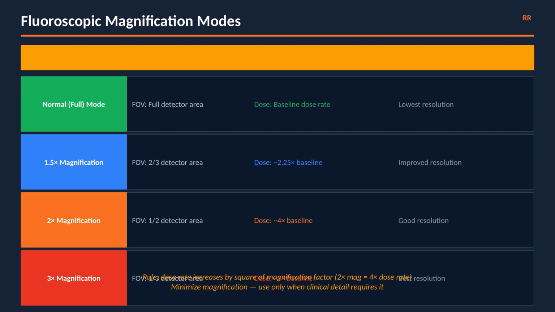At 2 times magnification, approximately 4 times the baseline dose rate. At 3 times magnification, approximately 9 times the baseline dose rate. The rule, dose rate increases by the square of the magnification factor. 2 times magnification means 2 squared equals 4 times the dose. 3 times magnification means 9 times the dose.